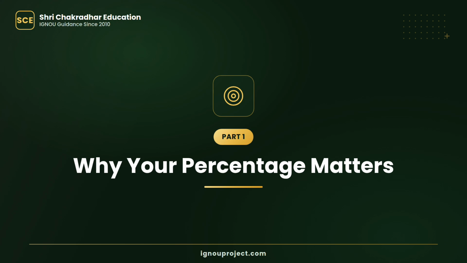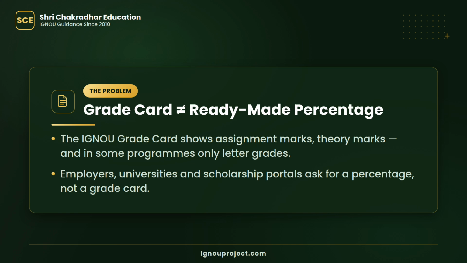Let us begin with why this calculation matters so much for every IGNOU student. IGNOU does not print a ready-made percentage on the grade card for every program. The grade card shows your assignment marks, your theory marks, and in some programs only letter grades. That is why lakhs of students search for an IGNOU percentage calculator every year. Because employers, universities, and scholarship portals ask for a percentage, not a grade card.